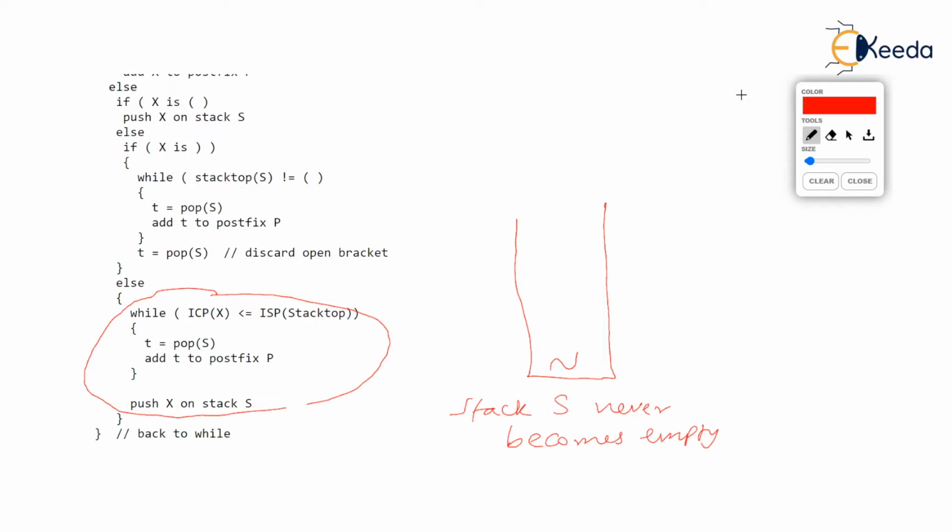How come stack never becomes empty? Just imagine for some time that tilde is not there. And the very first operator we got in the infix expression was plus. So plus will be pushed on the stack. The next operator we got is multiply. So multiply will be pushed on the stack, and multiply can go on top of plus because multiply has higher priority than plus. Now the next operator, imagine, we got is minus.